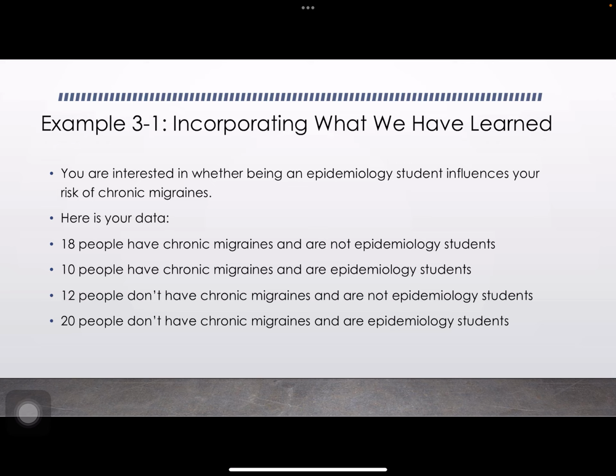So you are interested in whether being an epidemiology student influences your risk of chronic migraines. Here is your data. 18 people have chronic migraines and are not epi students. 10 people have chronic migraines and are epi students. 12 people don't have chronic migraines and are not epi students. And 20 people don't have chronic migraines and are epi students.